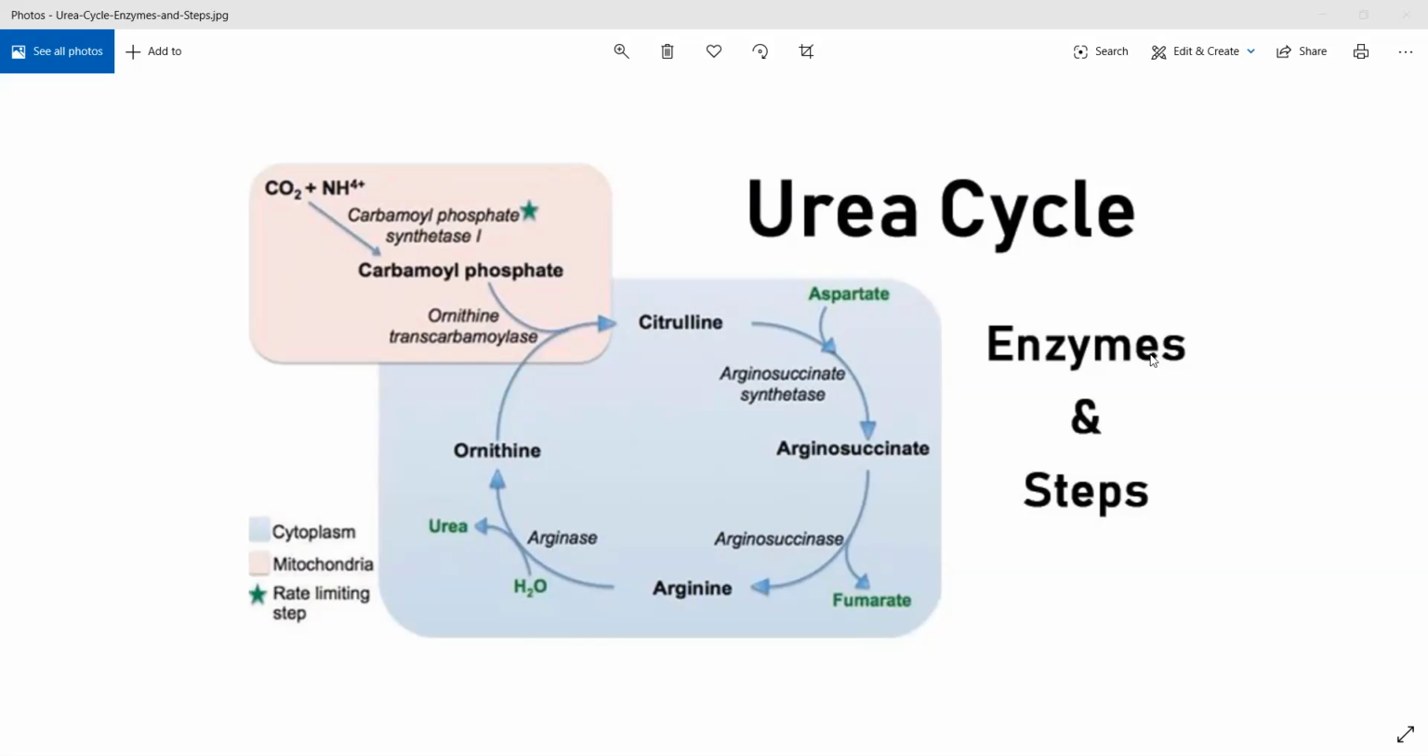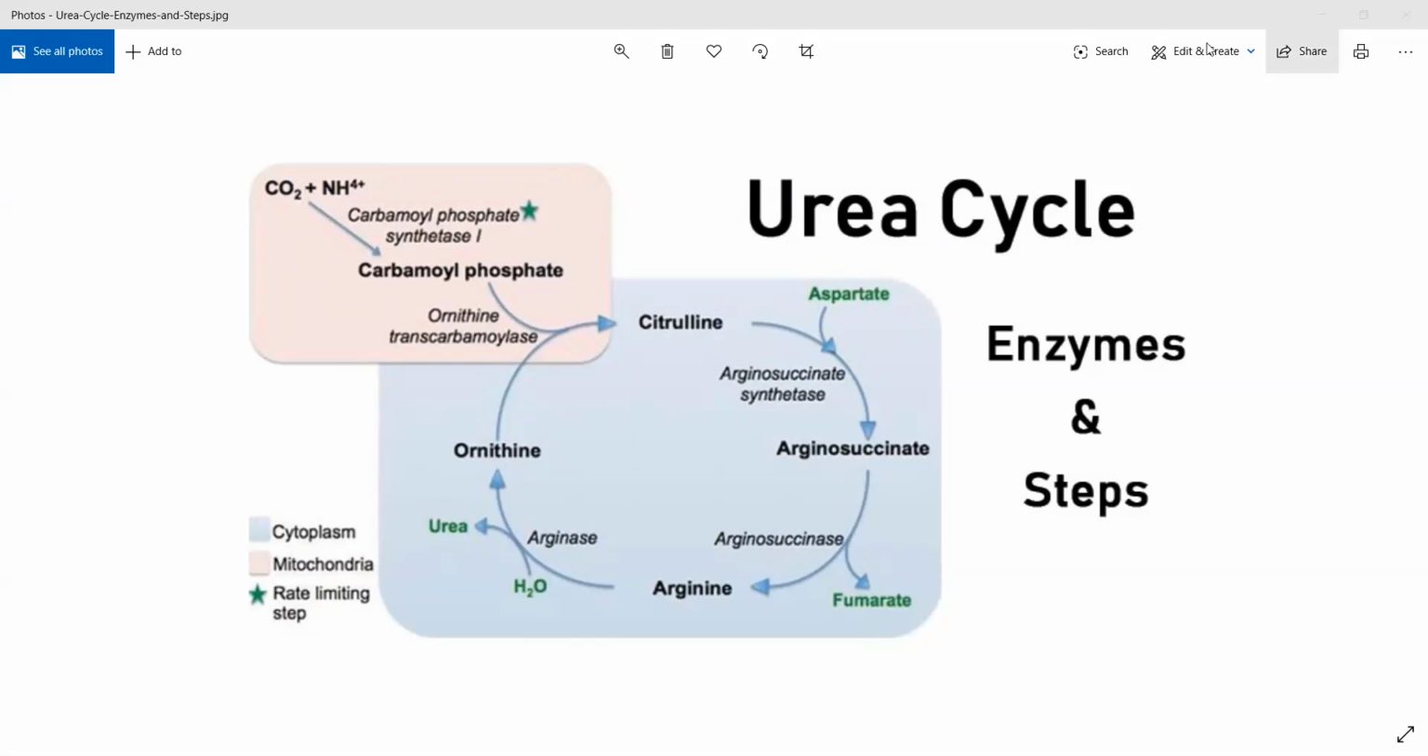Now, in the scenario that everything is working normally and carbamoyl phosphate synthetase is converting ammonia and carbon dioxide into carbamoyl phosphate, this will undergo another reaction where carbamoyl phosphate will combine with ornithine. Ornithine is a very specific kind of amino acid. It is not exactly an amino acid. It is an amino acid derivative. So it will combine with ornithine, right?